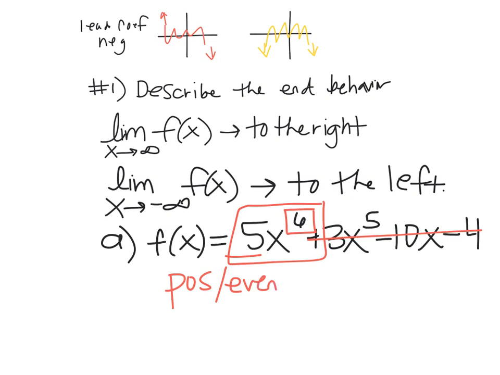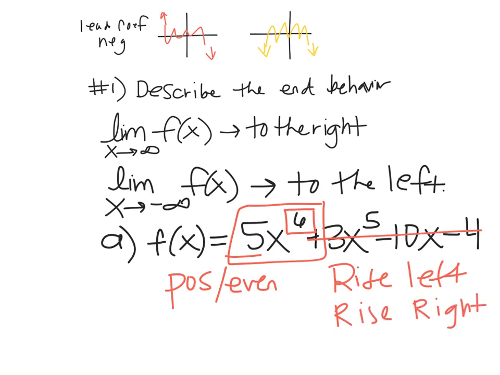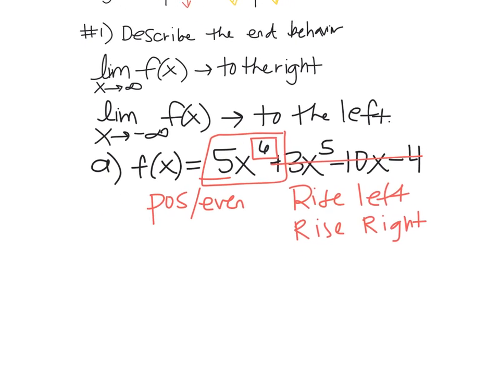Positive, even. Not an even function, but an even degree. Sorry, it's not an even function. Positive, even degree. And what happens for positive even is it's going to rise to the left and rise to the right. Okay? Rise to the left and rise to the right. And that's all they want.